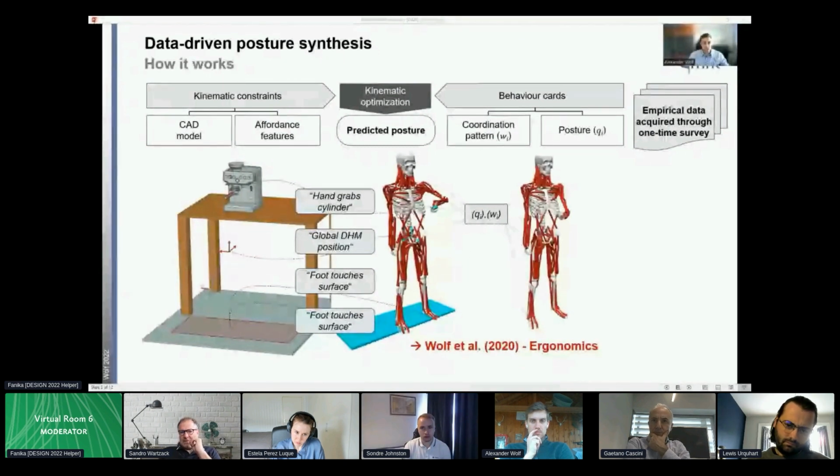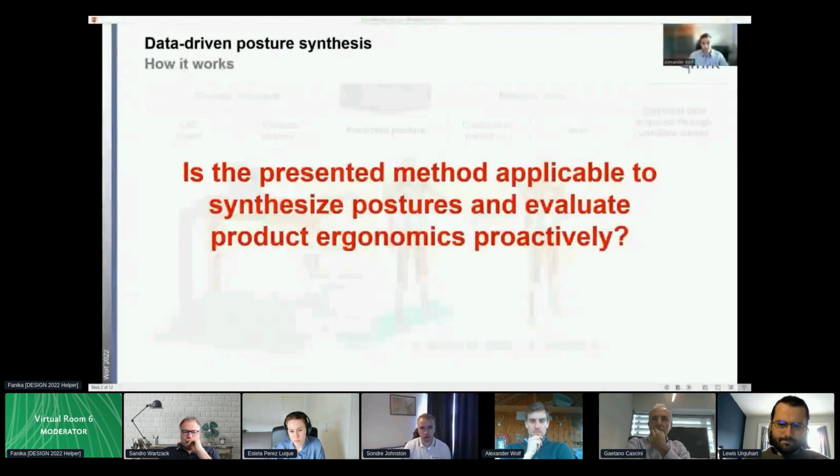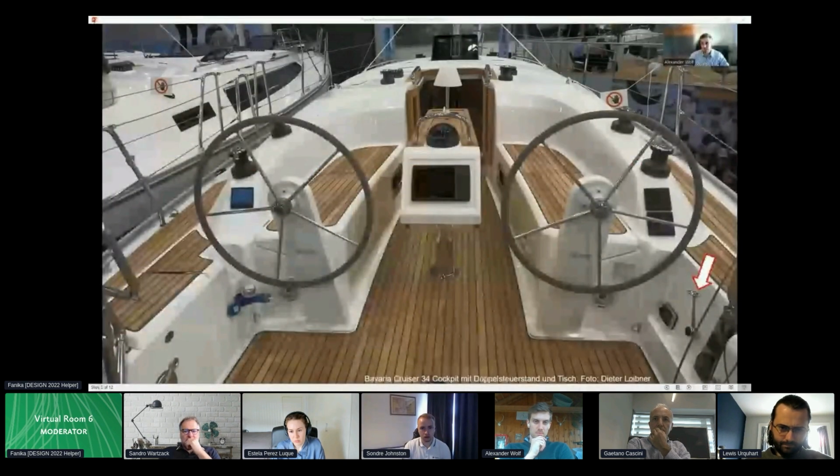And the question I want to address today is whether the presented method is applicable to synthesize postures and evaluate product ergonomics proactively. Therefore, we take a look at a use case. In this case, we look at the stand of a dual rudder system of a yacht, which describes a whole body interaction with a certain complexity and relation to a real world problem, since the throttle lever, which you can see down here, is located just above the deck, which results in uncomfortable postures when maneuvering with the motor.